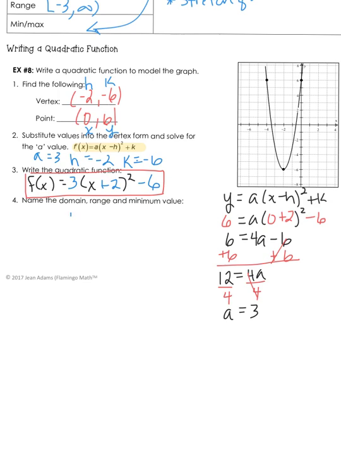So your domain, as always, is -infinity to positive infinity. Now our range, since I have a minimum, that's the smallest range value, so our smallest value starts at -6 and goes up from there. So the range is -6 to positive infinity. And since my vertex was -2, -6, this gives me my maximum or minimum value. And since it opens up, that's a minimum. So then we have a minimum that equals -6.